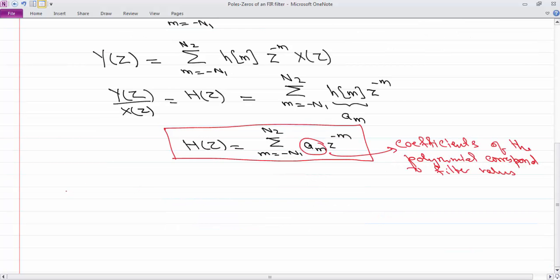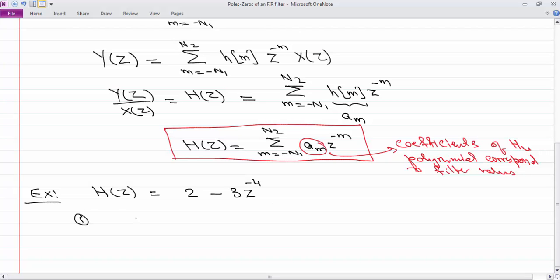For example, an example is someone says H of Z equals, let's say, 2 minus 3Z to the minus 4. Okay. Now, just by the fact that it's a polynomial in Z inverse and it doesn't have any denominator polynomial, you can make some conclusions.